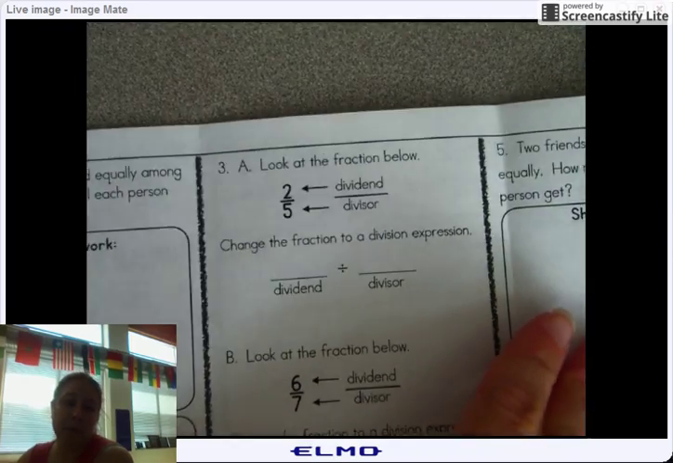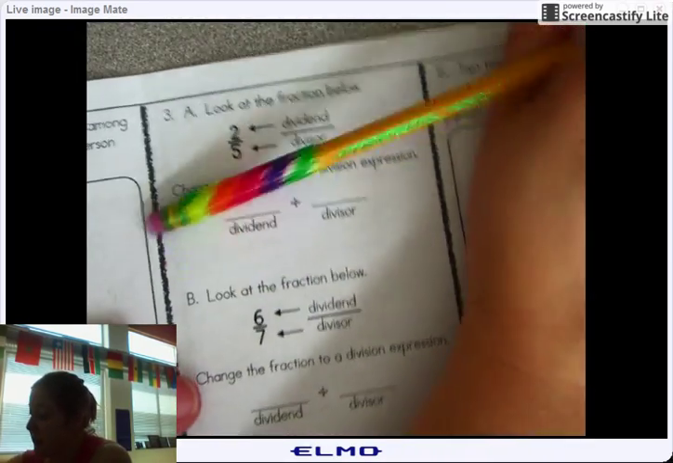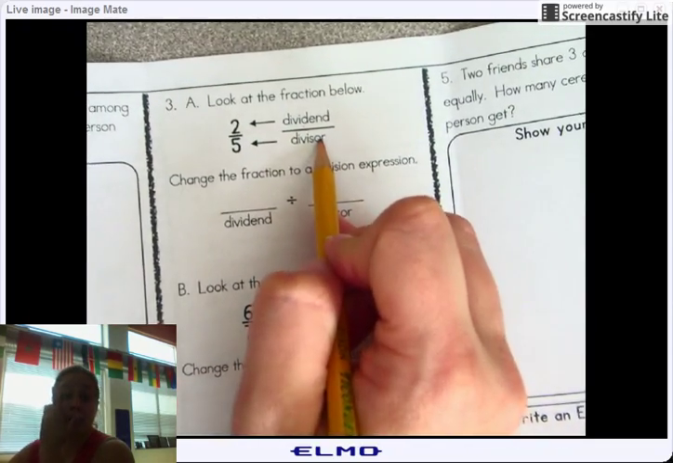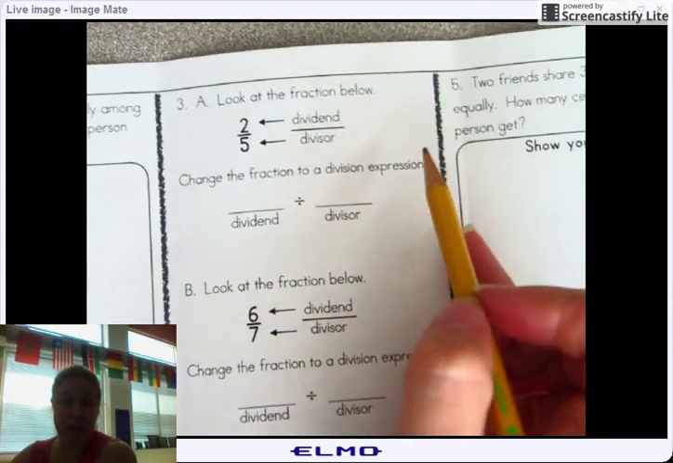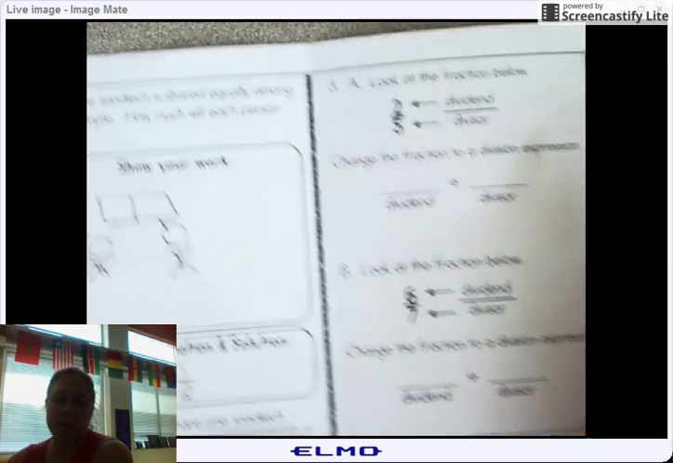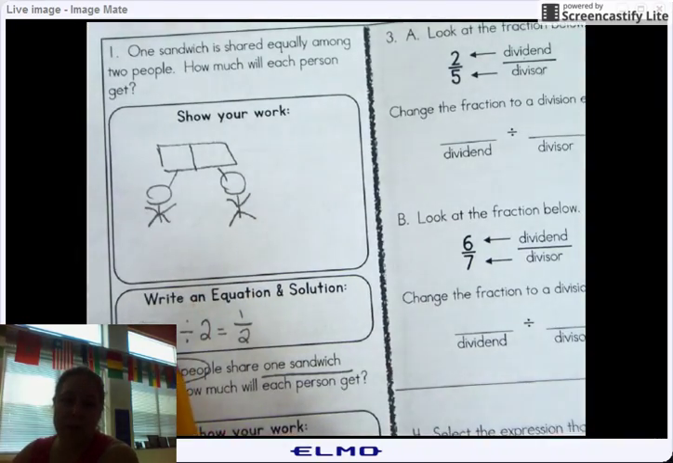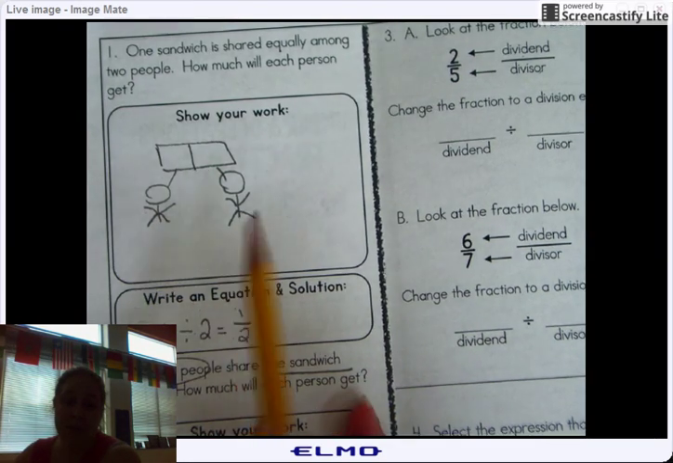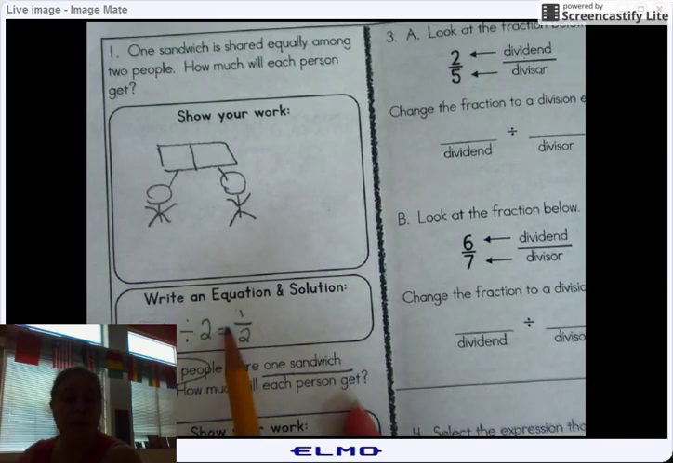Question number 3. Looking at the fraction below, 2/5, there's your dividend. Here's your divisor. Change the fraction to a division expression. Now look at this over here. What do we do over here? 1 divided by 2 equals 1/2. Because if we put 2 over here, 2 divided by 1 is 2.